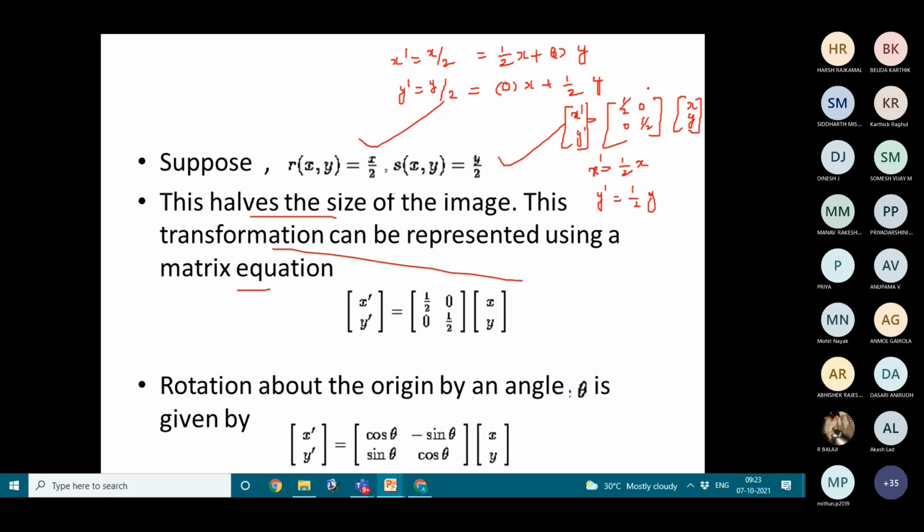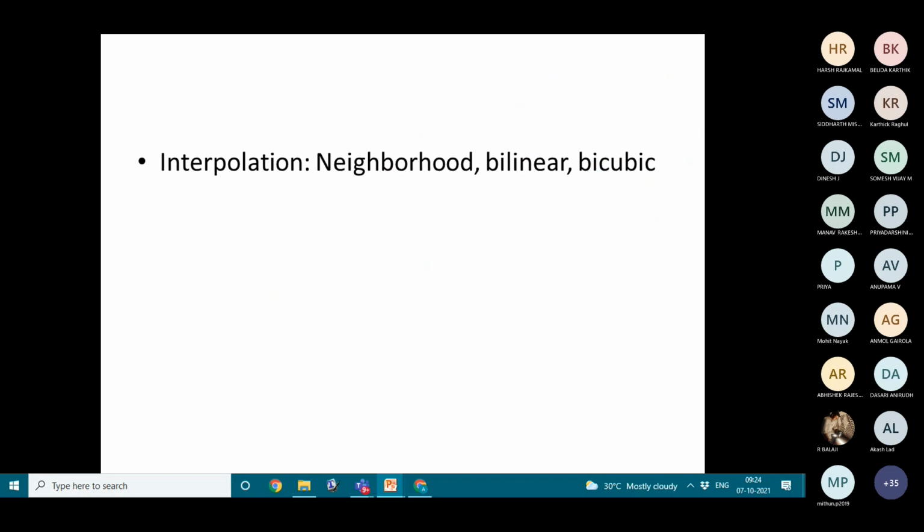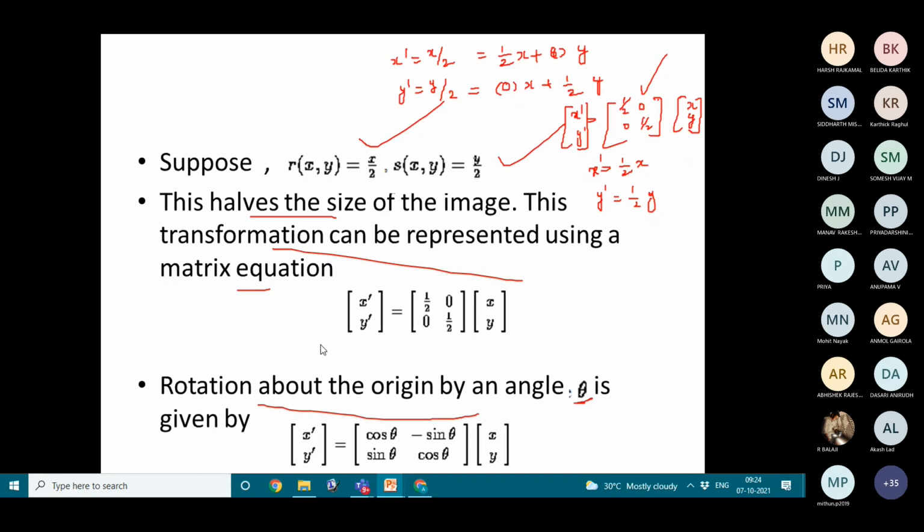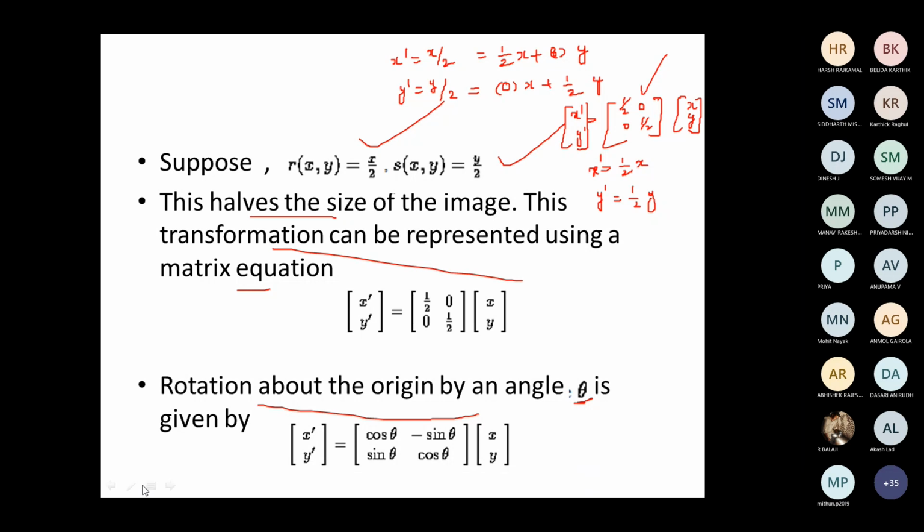Now, if we take the rotation about the origin by an angle theta, it is given by [x' y'] equals [cos theta, minus sin theta; sin theta, cos theta] times [x y]. So this is the rotation transformation, and we have different kinds of transformations available.